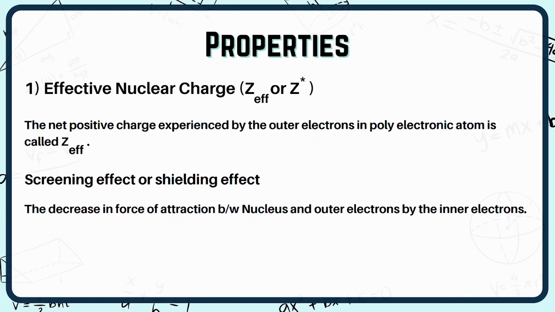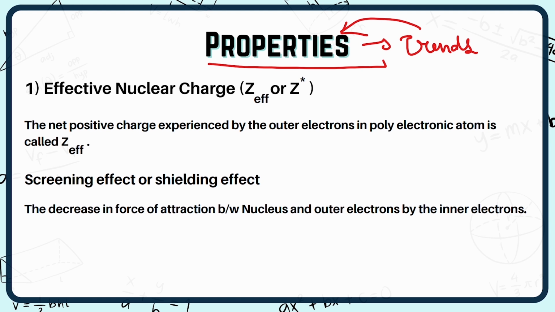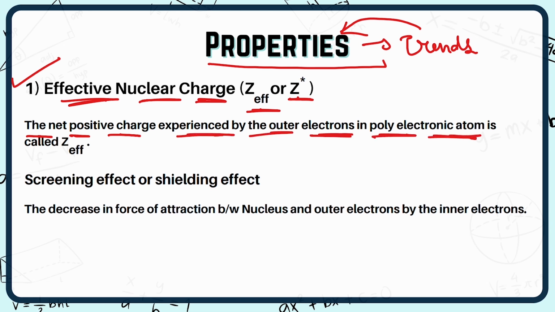So the very first thing is properties. Before understanding the trends, we need to understand the properties. It is very important. So let's start with the very first property that we have here, effective nuclear charge, or Z effective, also known as Z star. What is it? The net positive charge experienced by the outer electron in a polyelectronic atom is called Z effective.